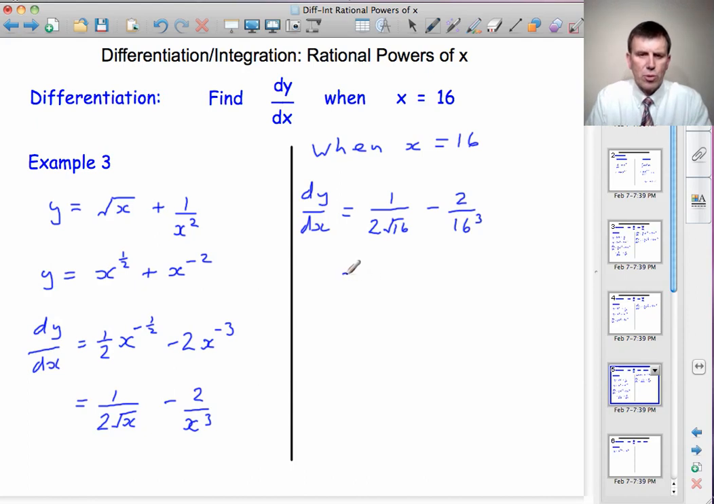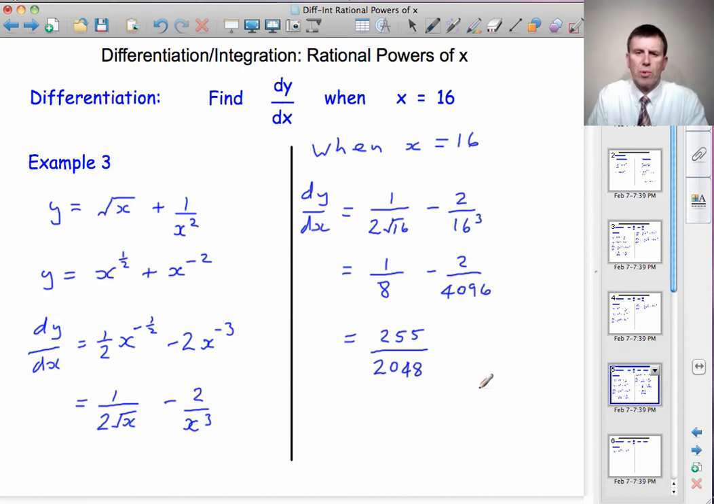And that's equal to 1 over 2 times the square root of 16. Square root of 16 is 4, so 2 4s are 8. Minus 2 over 16 cubed, and 16 cubed is 4096. And if we stick that in a calculator in fraction mode, we can get an exact answer. It comes to 255 over 2048. And that concludes example 3.